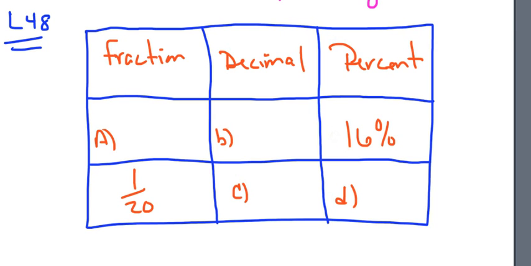All right. Are we okay with this? Anybody need more time? All right. I believe Amanda was the first one to raise her hand. So, Amanda, what is the fraction? What goes in A for 16%? What is the fraction? 4 over 25. Absolutely right. What about B, the decimal? 0.16. And then, Brooke, what'd you get for C?